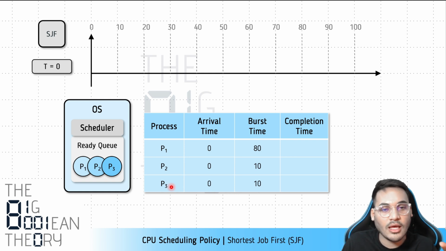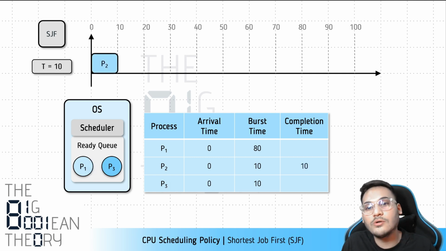P2 and P3 both have the least burst time, and out of the two, P2 has a lower process ID, so P2 will go for execution and finish in 10 milliseconds. As we said, this is a non-preemptive policy, so once P2 has started execution, it will continue until it terminates. Only when P2 is done will we think about scheduling some other process. So at t equals 10, you can see P2 has left the ready queue. It has terminated.